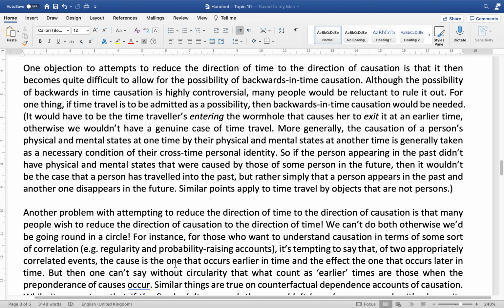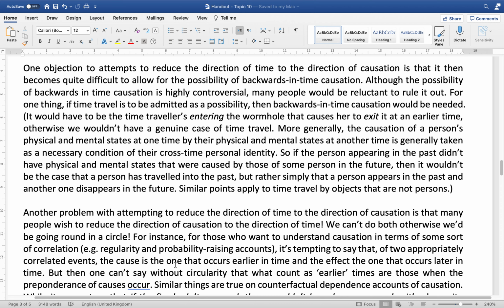So if time travel is admitted as a possibility, then it seems that backwards in time causation would have to exist. We looked at, for instance, the example where I travel backwards in time through a wormhole and hand my younger self a book of instructions for finding the wormhole. That would seem to be a case of backwards in time causation. My possession of the book of instructions at the later time causes my possession of the book of instructions at the earlier time.